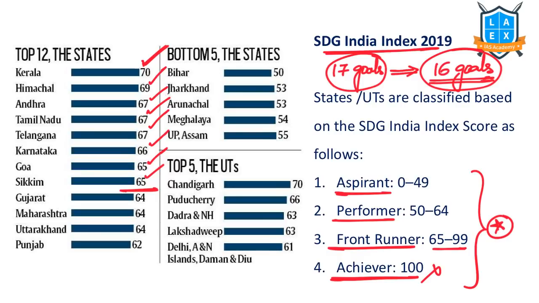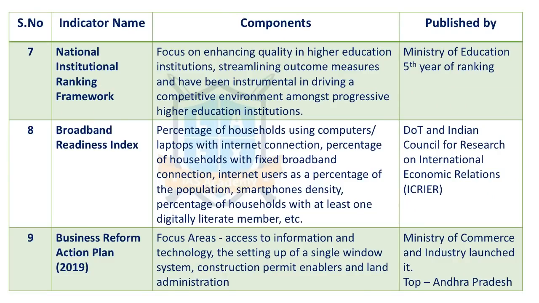In 2018 index, there were 3 states which were under aspirant category, but in the latest index 2019, bottom 5 states also crossed this stage, aspirant stage, and all of them are in performer stage. See, Bihar was last in the 2018 index, but now it is in the performer category. The next important framework or ranking is National Institutional Ranking Framework.